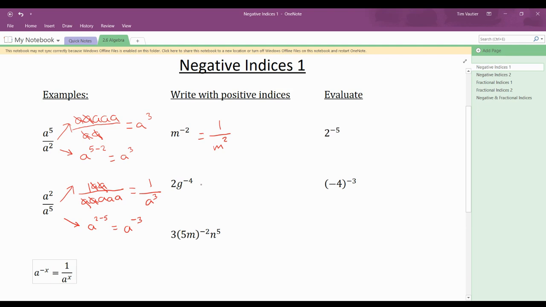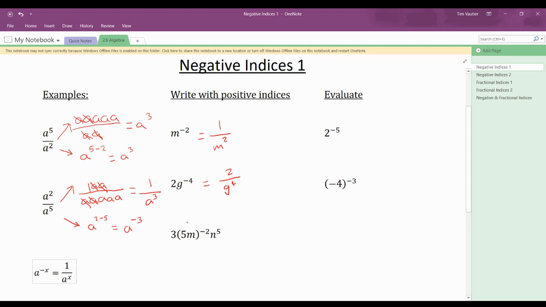All right, so next one here. This one's different because we've got the 2 in front, 2g to the power of negative 4. A lot of people get muddled in this one and they start writing 1 over 2g to the power of 4. But this 2 is not being acted on by this power of negative 4. So the 2 stays on top and it's just the g to the power of negative 4 that goes down. And so we have g to the power of positive 4 on the bottom.